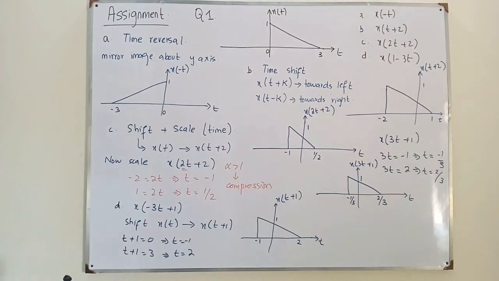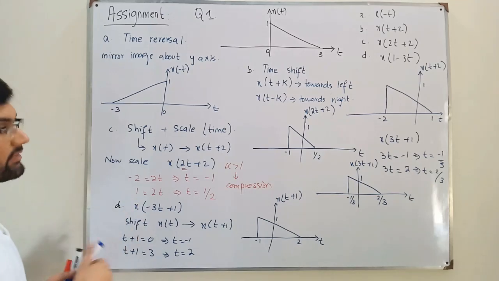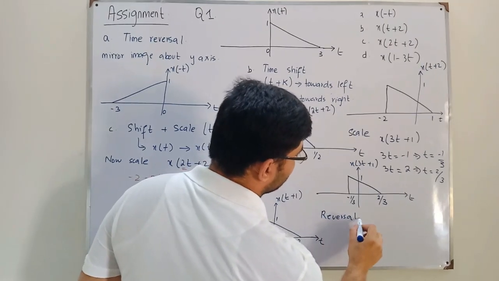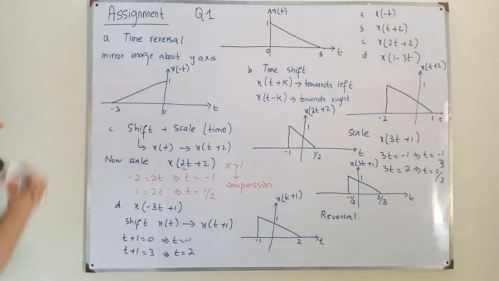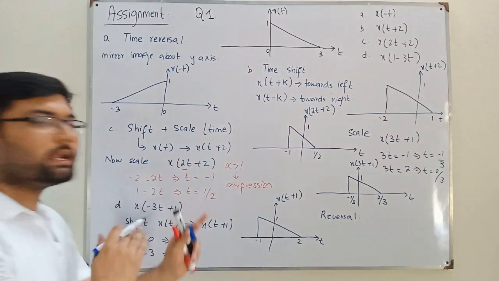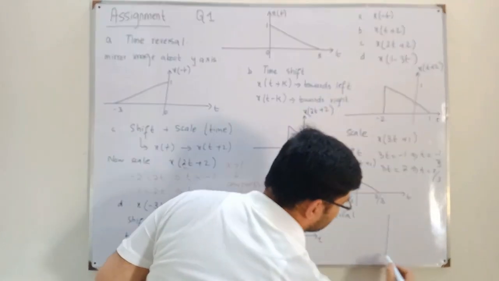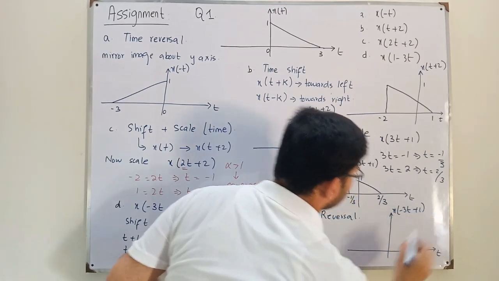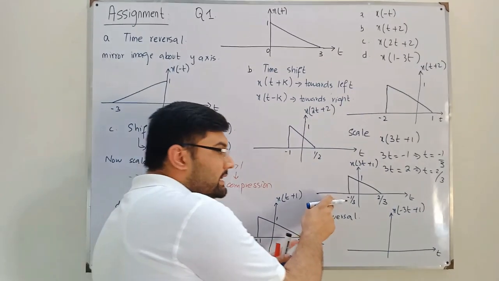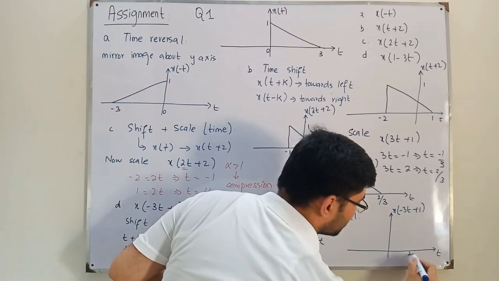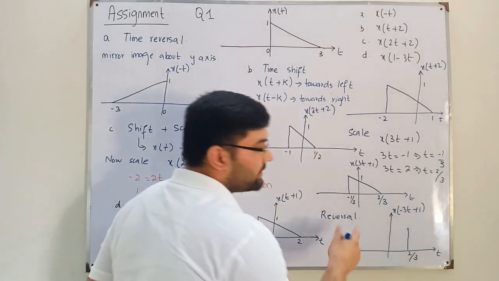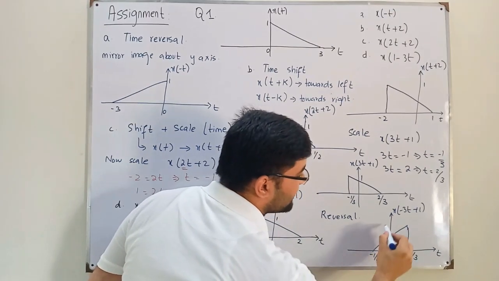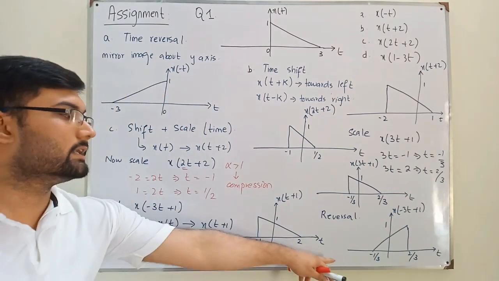And finally, you have time reversal. This was the shift I did first, then I scaled it, and now I will do the time reversal. And the reversal, we know from the basics and from this example also, is just the mirror image about the y-axis. So you have it like this. This is your time axis. This would be x of negative 3t plus 1. So have a look. The point which was initially at negative 1 over 3 would now be at 2 by 3. So this is your 2 by 3 point, like this. And the point which was at 2 by 3 would now come to negative 1 over 3. And this would be joined by the same straight line. The amplitude would be the same, 1. This is the graph.